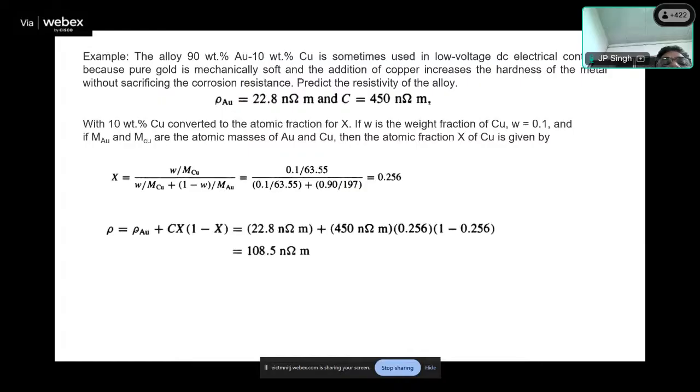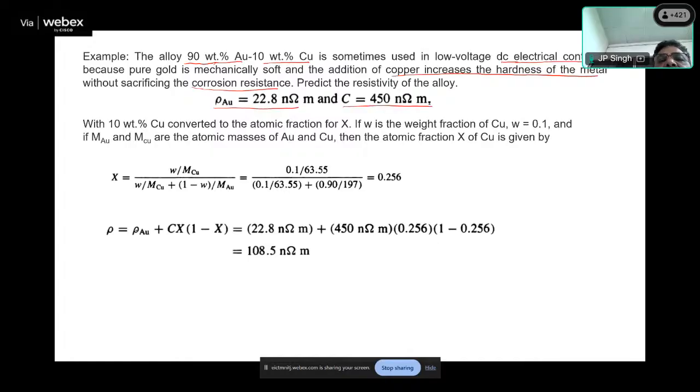It is very clear if we do one simple example here. Suppose we take 90% of gold and include 10% of copper. This is very much used in DC electrical contacts, because gold has very good conductivity, but the problem is gold is mechanically soft. If I put copper inside it, it provides hardness to the material without sacrificing the corrosion resistance. The host material, the matrix, is gold, and we include 10 weight percent of copper, and C is the Nordheim coefficient.